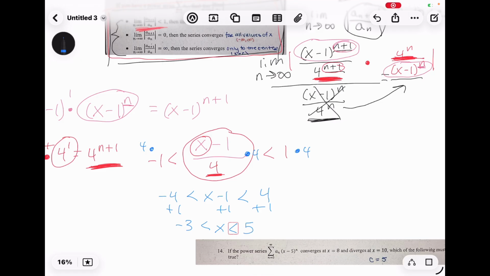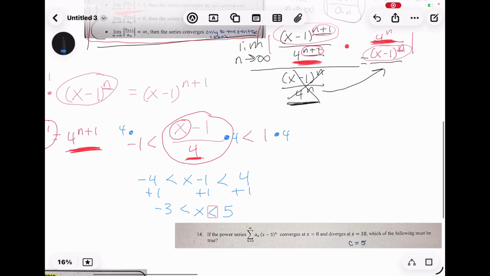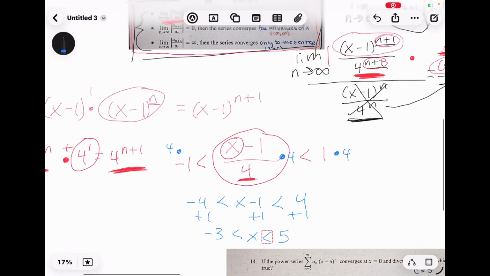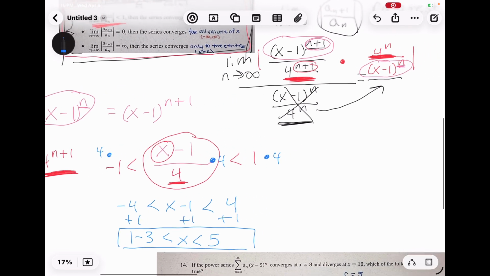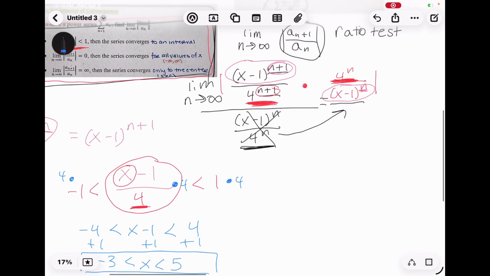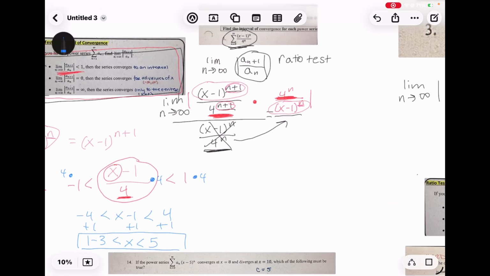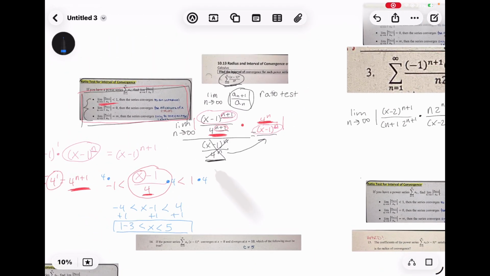Now, we're not done yet because the question is asking us for the interval of convergence. So whenever it asks you that, you have to test the endpoints. Okay, so with these x values, you're going to be plugging it into the original equation. I apologize, it is kind of messy here. So the original equation, I'm going to draw a box here. This is the test.